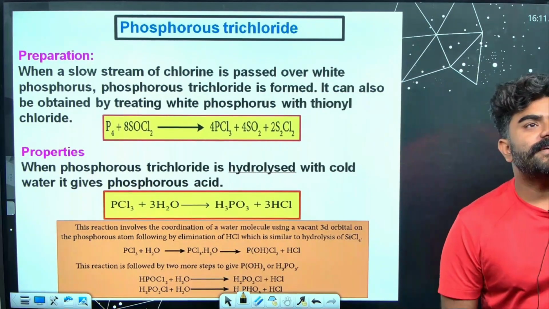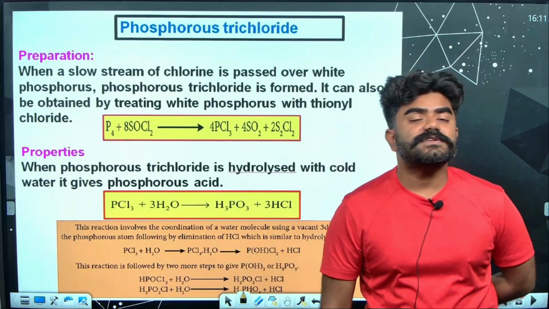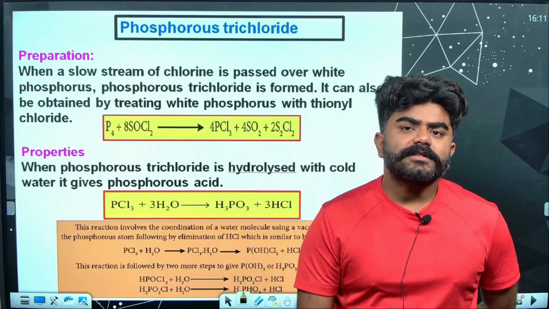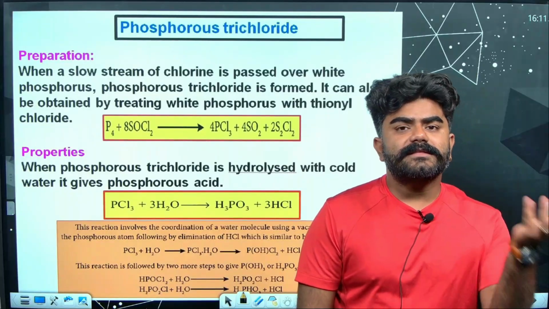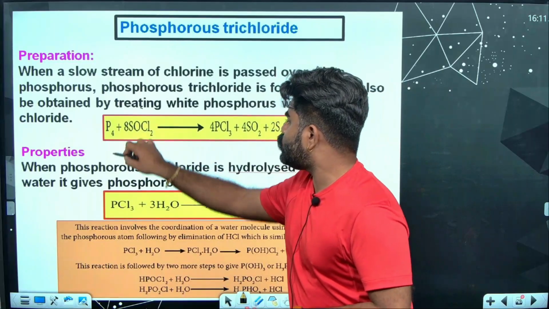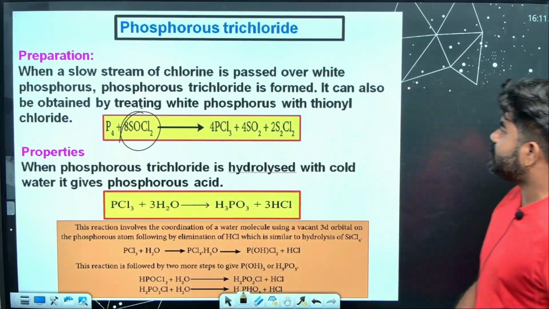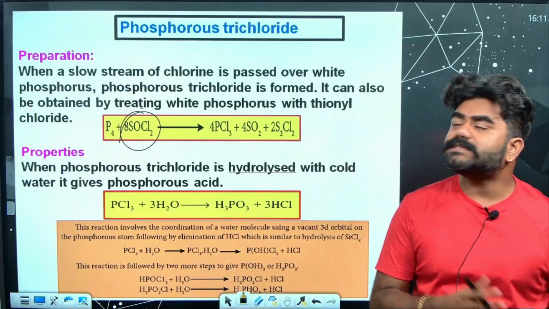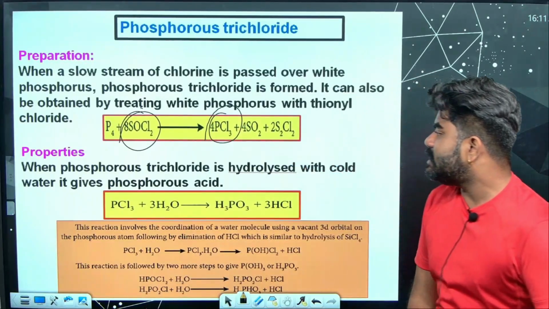Now let us see a very important compound called phosphorus trichloride. Phosphorus trichloride எப்படி prepare பண்ணுறது அப்படின்னா, phosphorus, white phosphorus எடுத்து either you can chlorinate using sulfonyl chloride, because you know that sulfonyl chloride is a chlorinating agent, or you can even simply pass a stream of chlorine in white phosphorus such that it forms phosphorus trichloride.